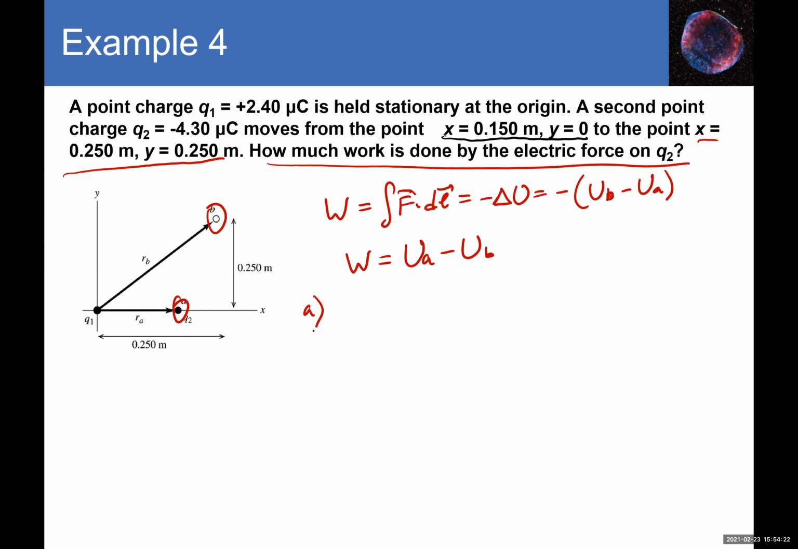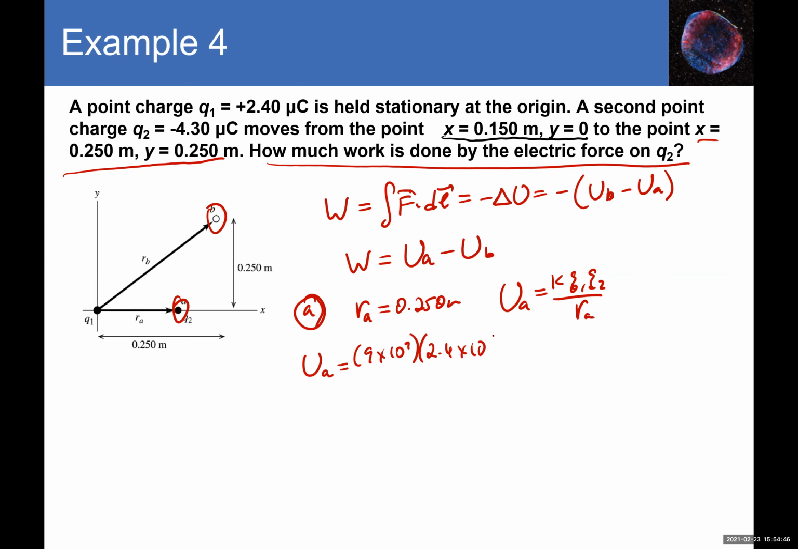So when they are at position A, let's say position A, then I can write RA is equal to 0.25 meters. Then potential energy at A is equal to K Q1 Q2 divided by RA. Okay, so let's calculate that. Potential energy at A equals 9 times 10 to the 9, then 2.4 times 10 to the negative 6 coulomb, then minus 4.3 times 10 to the negative 6 coulomb. Then divided by 0.25, sorry, 0.15.